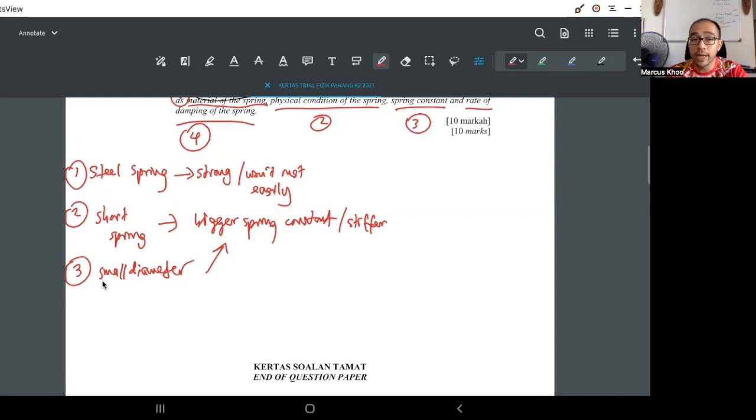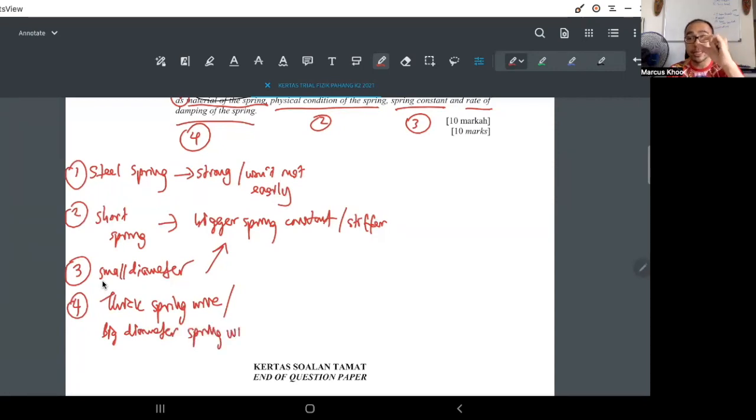So you do everything you can. Short spring, small diameter, thick spring wire, or big diameter spring wire. It means the wire of the spring yang tebal, dia tebal. Okay, also the same reason. Bigger spring constant, stiffer spring. Okay, all this.